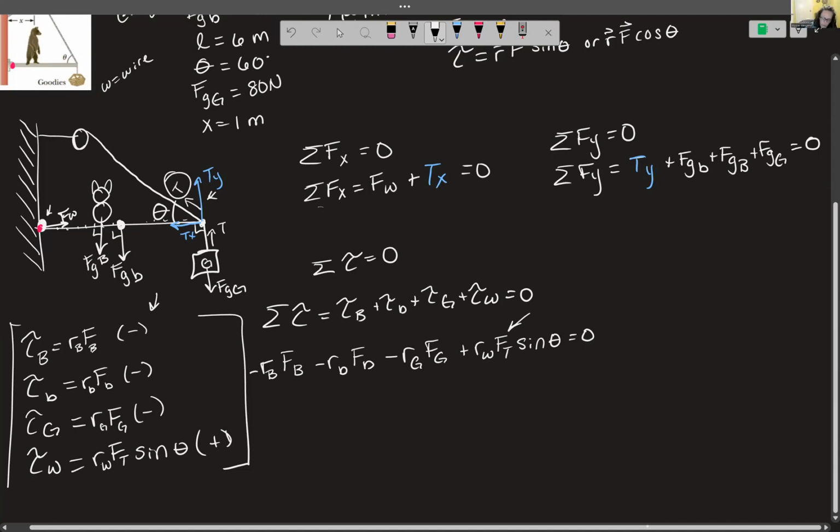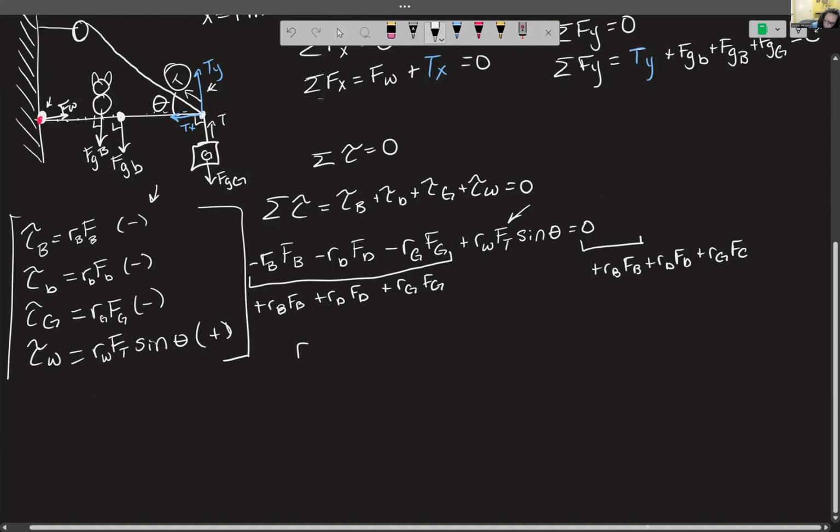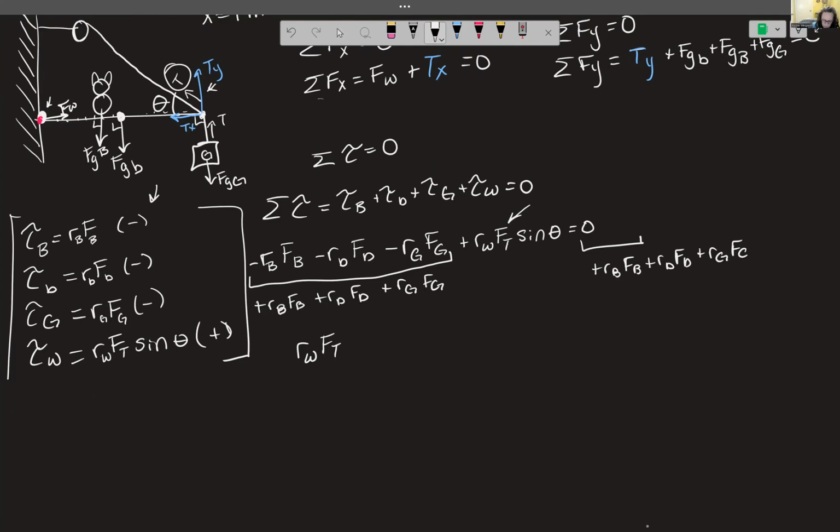So I need to rearrange all of this. In order to move these three to the other side, I'm going to add RBFB plus RBFB plus RGFG to both sides. That will give me a new equation of R of the wire times my force of tension, sine of theta is equal to RBFB plus RBFB plus RGFG.